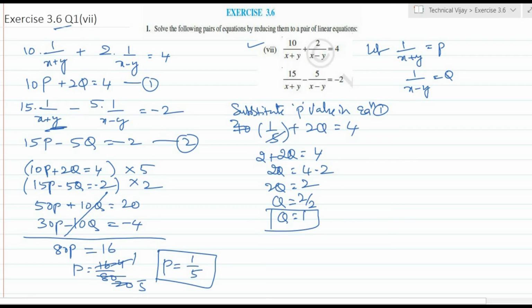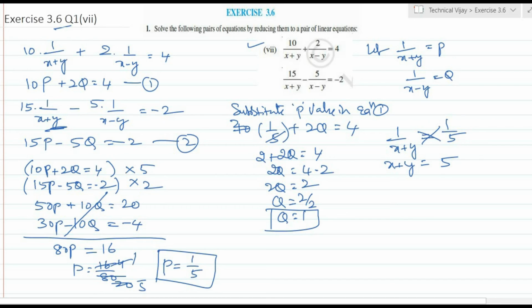Okay. So now 1 divided by x plus y, which we have assumed as p, is equal to 1 by 5. So now this will be cross multiplied here. So x plus y is equal to 5.